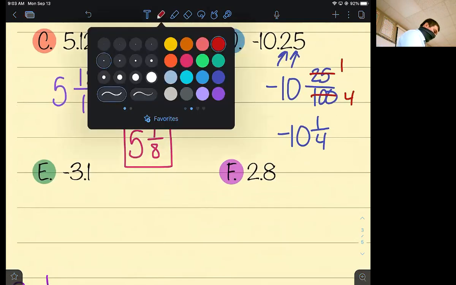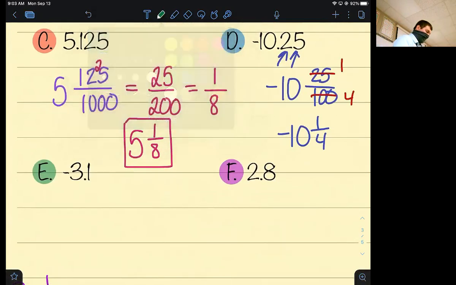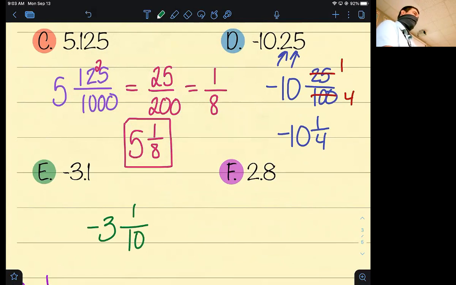Example E. Is there anything in front of the decimal? Yep, so write it down. That's going to go in front of a fraction. It's going to be a mixed number, negative 3 and 1 over what? Does 1/10 reduce? What's it reduced by? No? Okay, we're done.